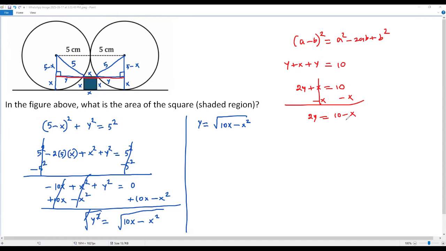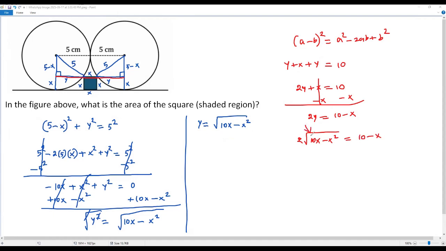Our aim is to get the value of x, in particular x squared, which gives the area of the square. Okay, now let's replace this y by the equivalent expression. We know that y equals the square root of 10x minus x squared. Let's plug this in now for y over here. Then I'm getting 2 times the square root of 10x minus x squared equals 10 minus x.